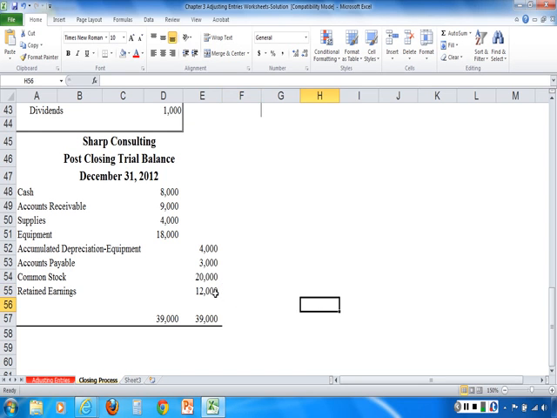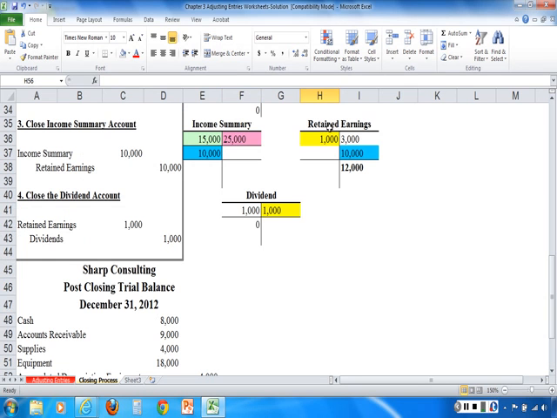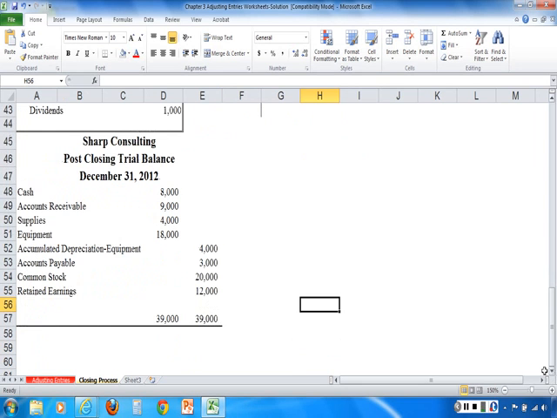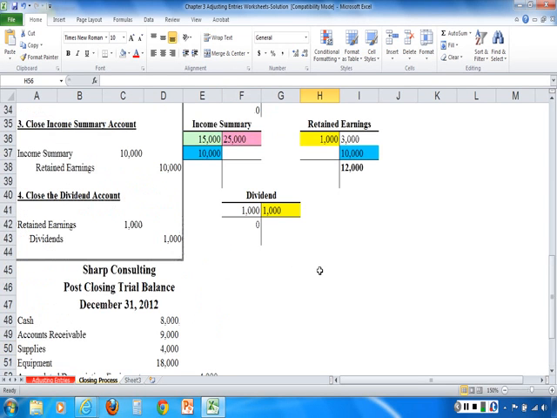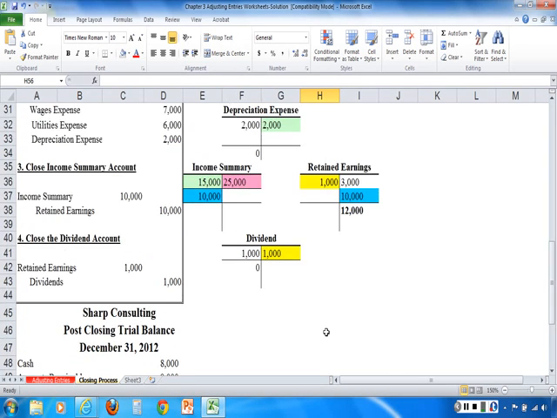And so that essentially represented the net income that I transferred and the dividend that I took away from retained earnings that gave me the new balance of $12,000. And so now my post-closing trial balance is complete. The two columns, the debit and the credit, equal out, which means I've gone through my closing process correctly, and I am ready to start the next accounting period. So closing is a very simple process. Once you understand how it works, it's very easy to prepare closing journal entries.